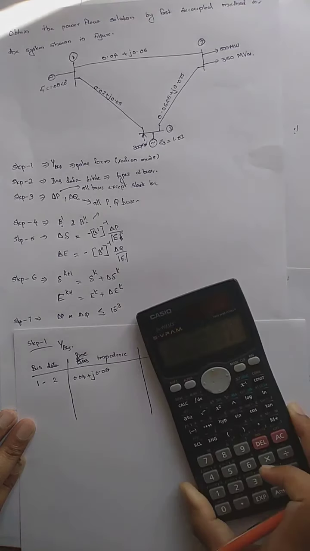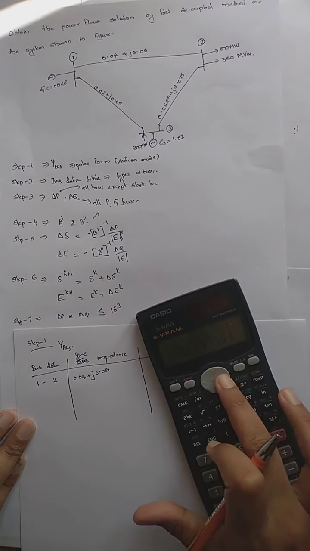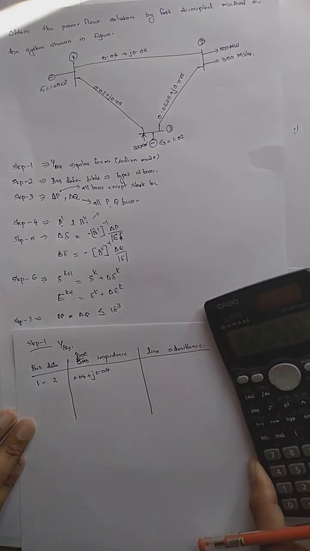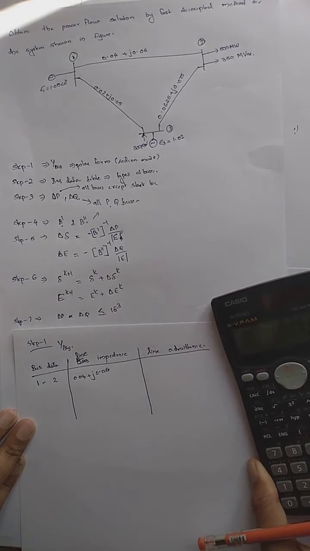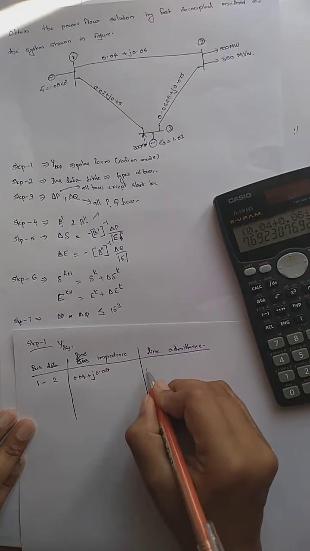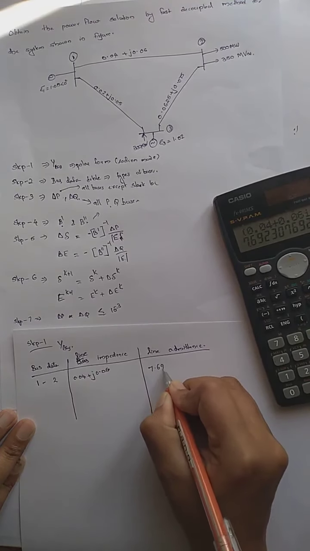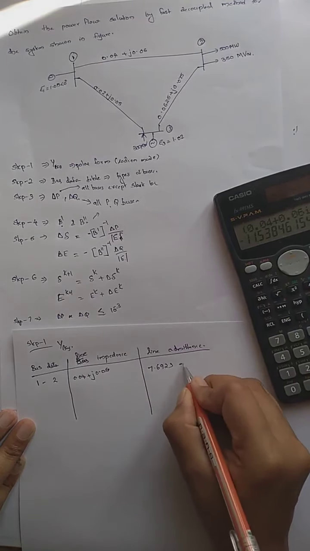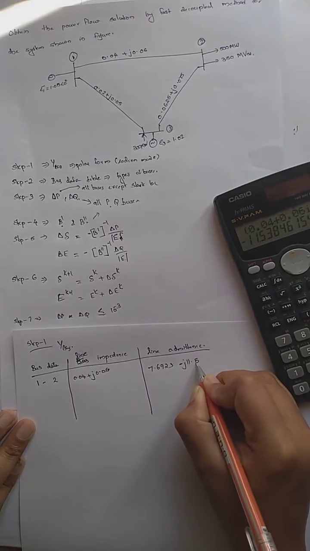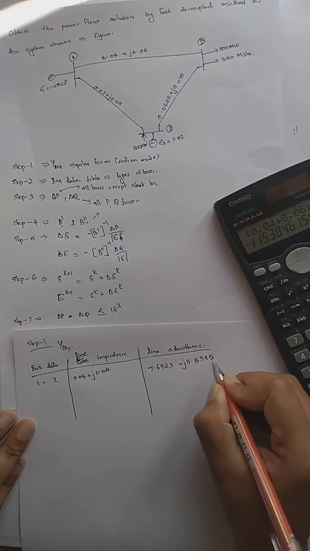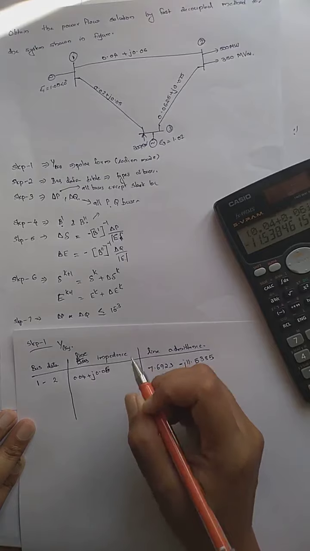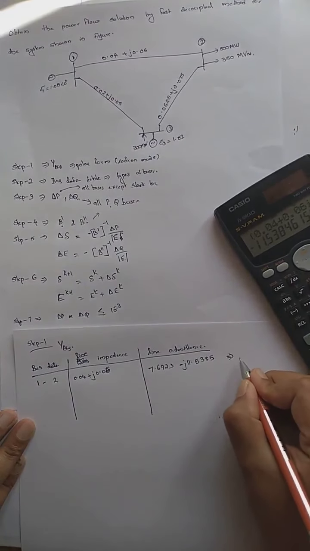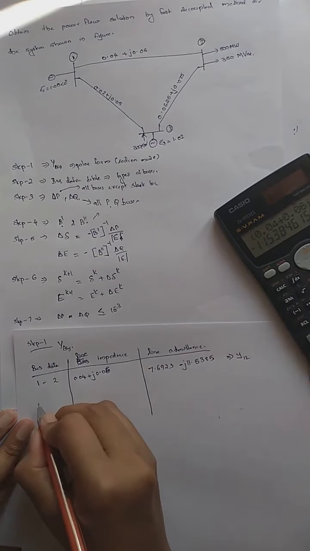The value is 0.06. Sorry, 7.6923. Okay, so the value is 7.6923 minus j 11.5385. So this is the line admittance and this corresponds to my small letter Y12.